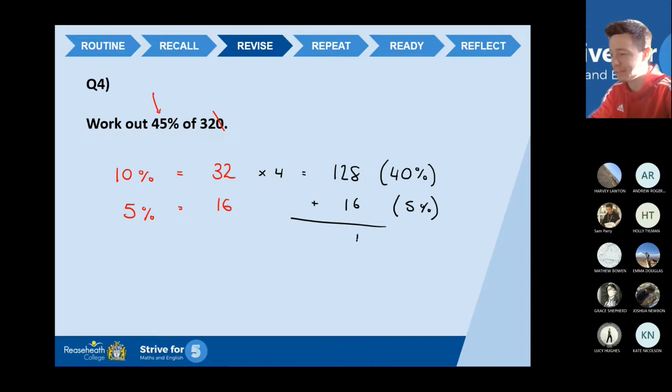8 add 6 is 14. Carry the 1. 2 add 1 is 4. And then finally 1 at the end. So my final answer is 144.